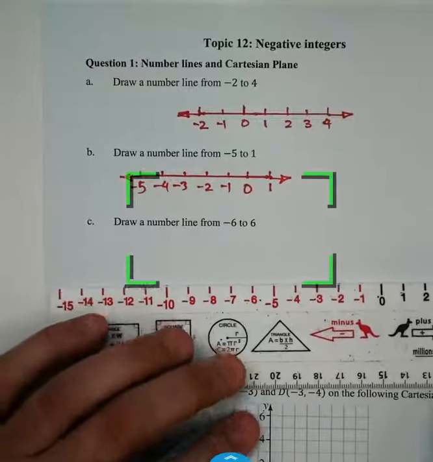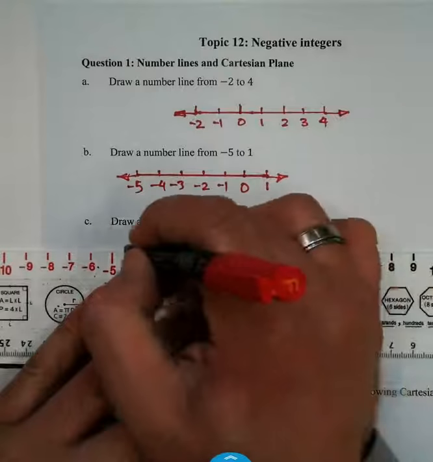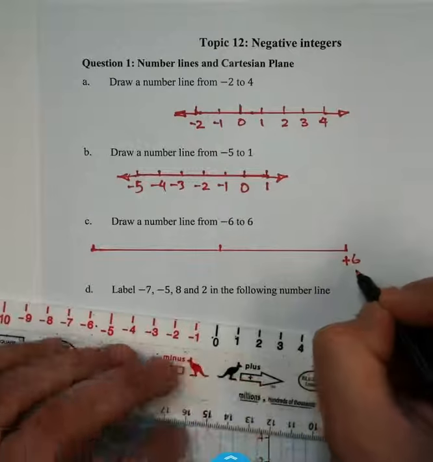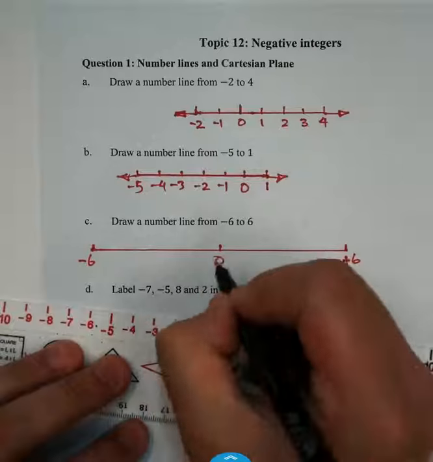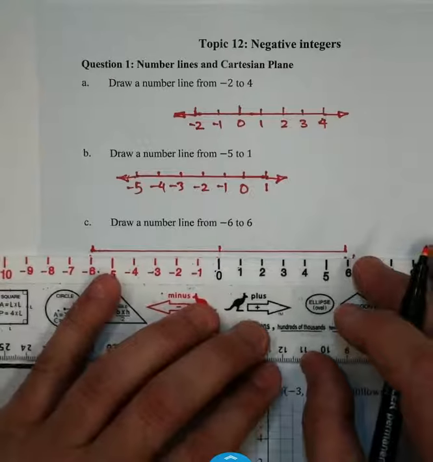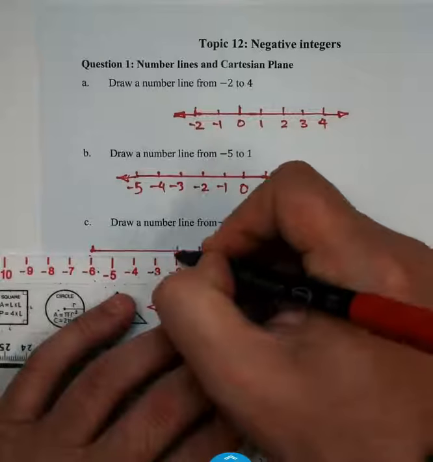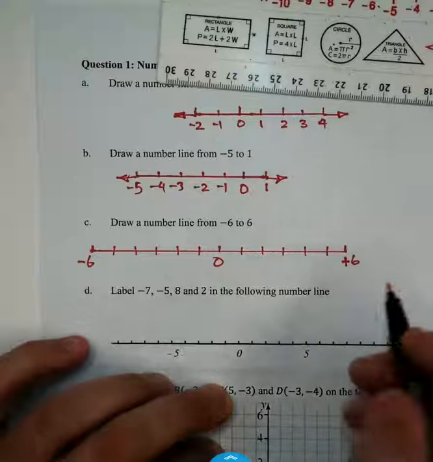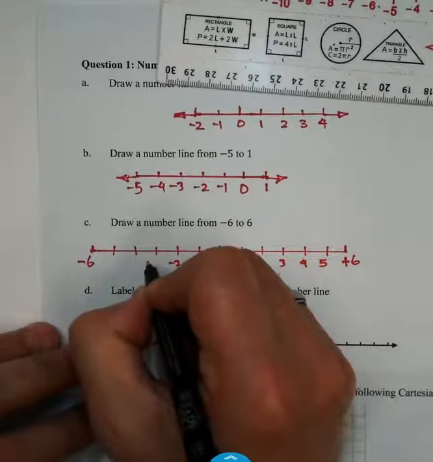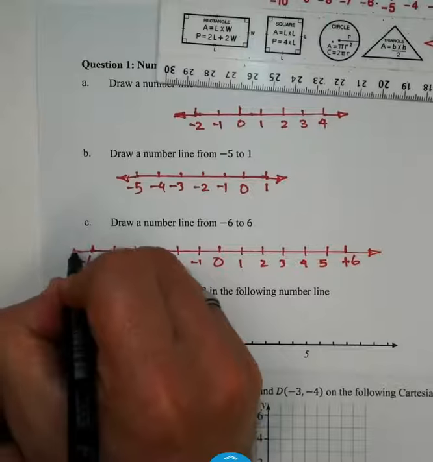Next question says -6 to +6. So let's have the 0 somewhere in the middle here. And we have a +6 here, and we have -6 here. You don't need to put the plus, but I just put that in for you. Now, you should in fact put the intermediate numbers here. So 1, 2, 3, 4, 5, -1, -2, -3, -4, -5, and there's the arrows here.